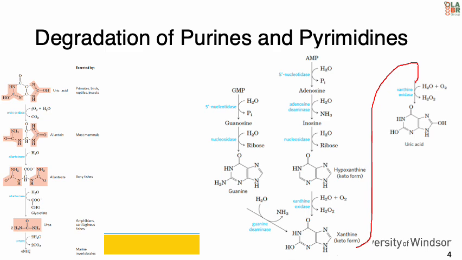So you can see right here we have the addition of water, molecular oxygen. We've released this peroxide here, and we end up with the final molecule, uric acid from AMP.